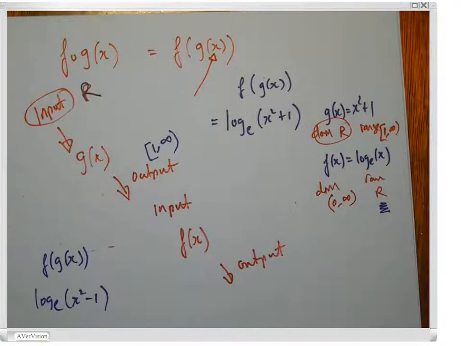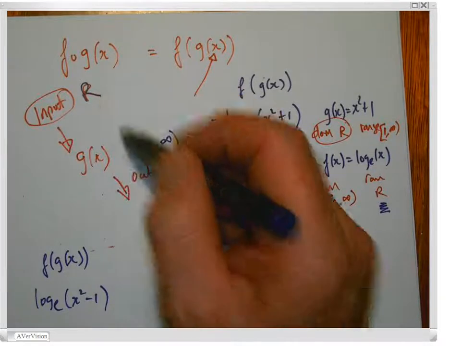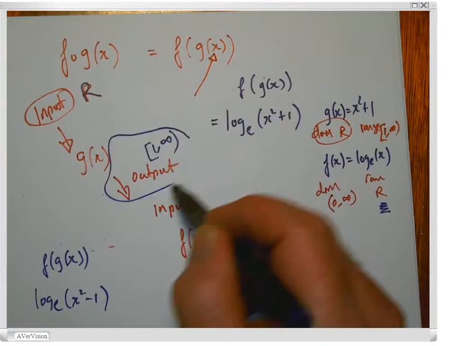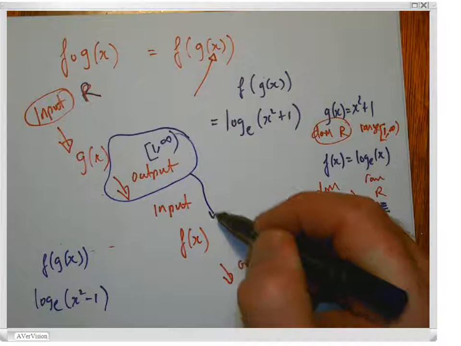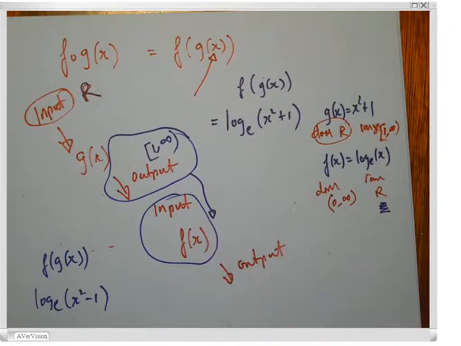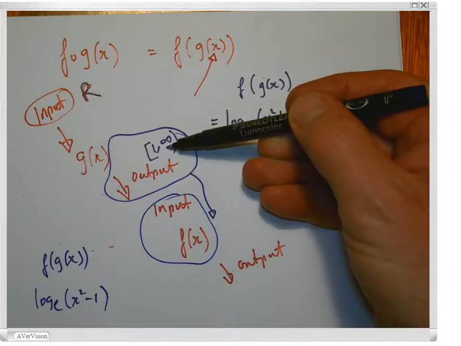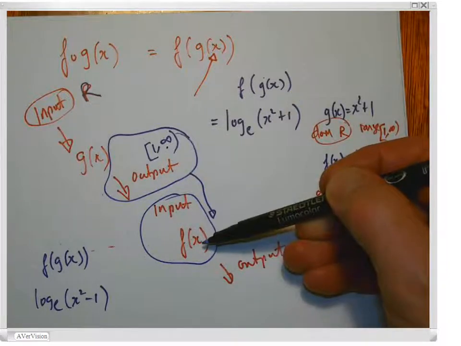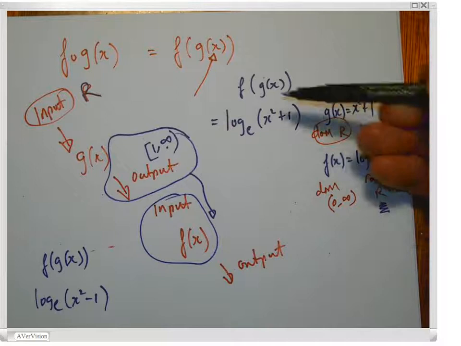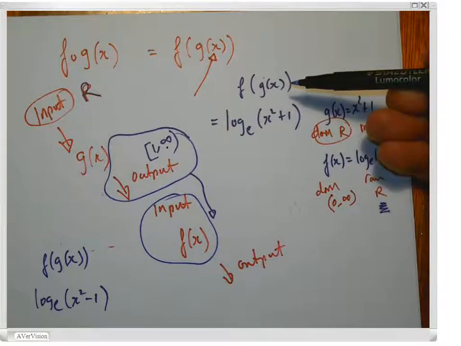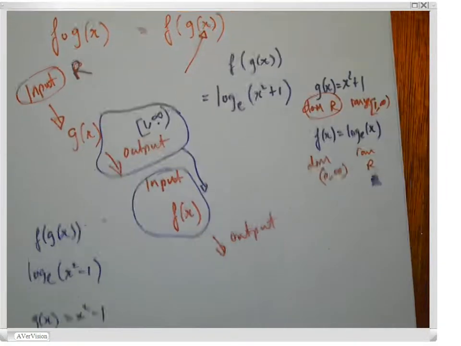So this output from g of x has to be a subset of the input of f of x for the function to exist. If these numbers can't fit in through f of x, then the function f of g of x won't exist. Let's look at the second example.